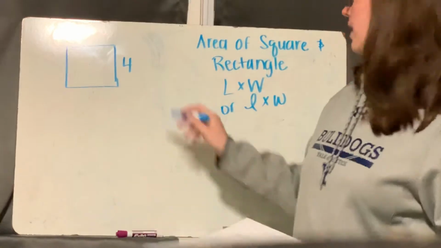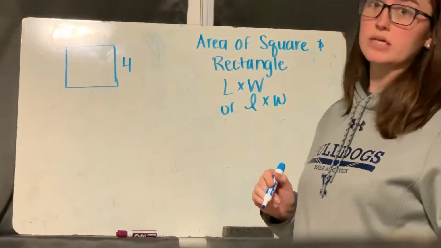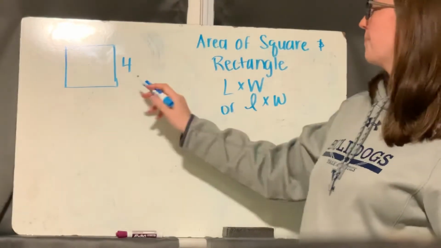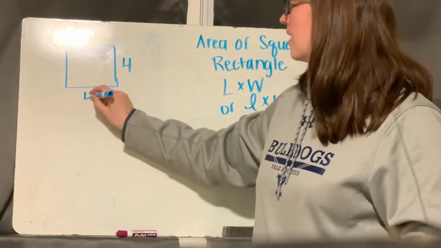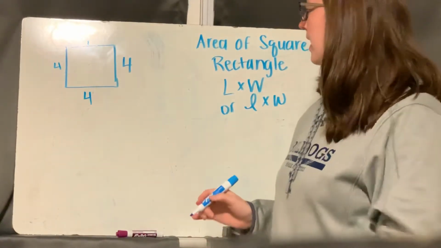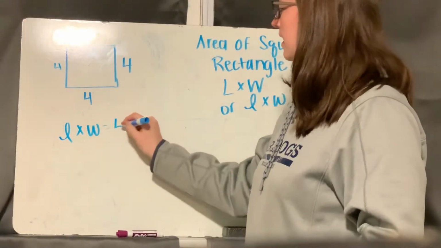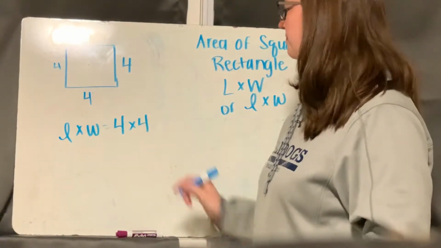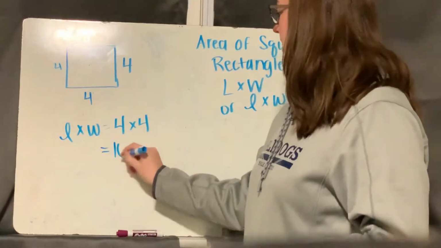So first with a square, if all I'm given is the 4 there, well, I know that squares have 4 equal sides. So I know, not just assume, that the other measurements are also 4. So in order to find my area, which is my length times width, it's going to be 4 times 4. 4 times 4 equals 16.